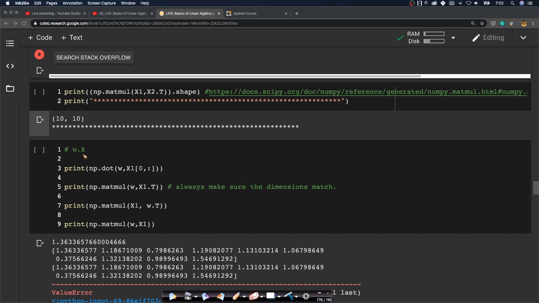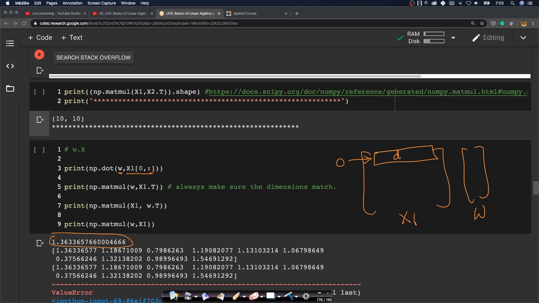So let's see. First I wanted to check w and x1's 0th row. Look at this, I have my x1. I'm taking x1's 0th row, which is basically a d-dimensional vector. I want to do a dot product of this 0th row with w and see what the value is. So the dot product of w with x1's 0th row, all the columns. So I get this value. Cool.